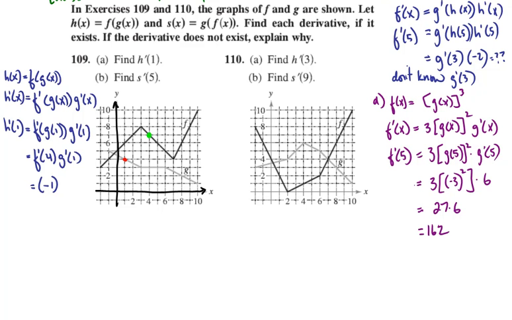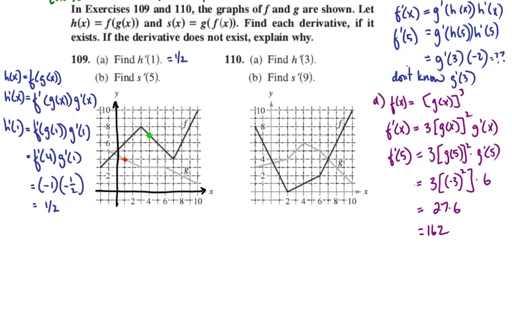G prime of 1 is going to be the slope of the g curve when x is equal to 1. And I believe that you can tell from negative 1 to positive 3, the slope there is negative 1/2. So that means h prime of 1 would be positive 1/2.